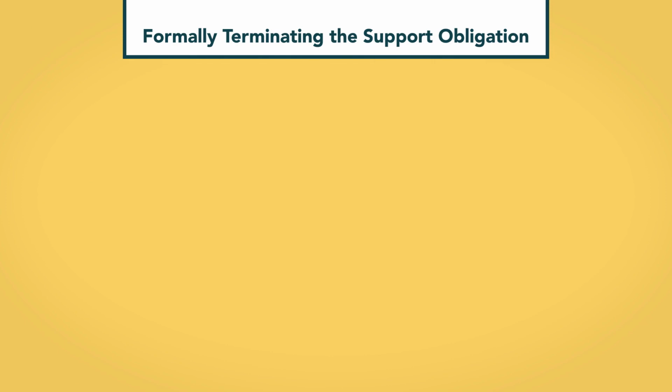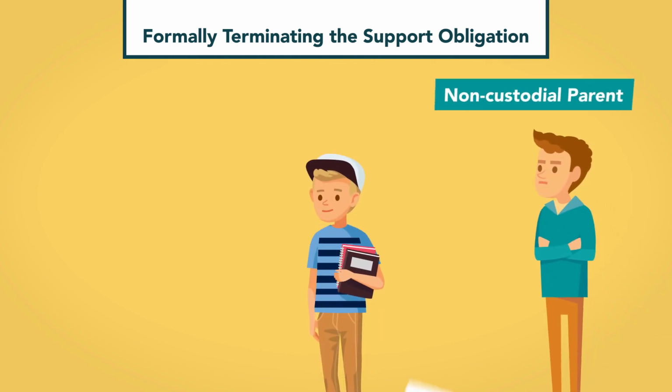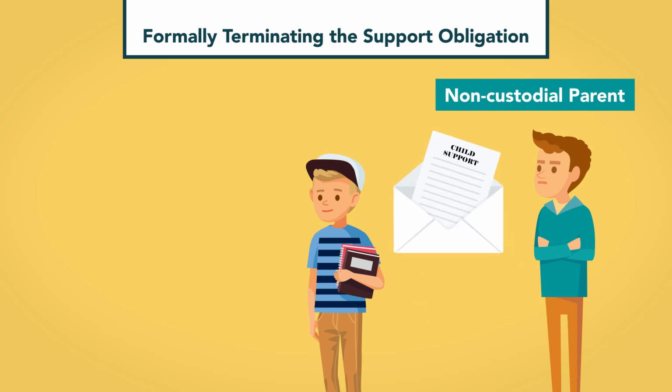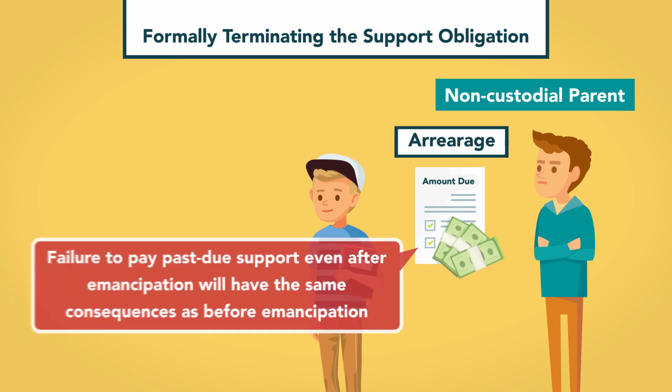Formally terminating the support obligation. Once a child is emancipated, the non-custodial parent's child support obligation is terminated. But that is not necessarily the end of the story. If there are any child support arrearages at that point, they still need to be paid, and failure to pay past due support, even after emancipation, will have the same consequences as before emancipation.